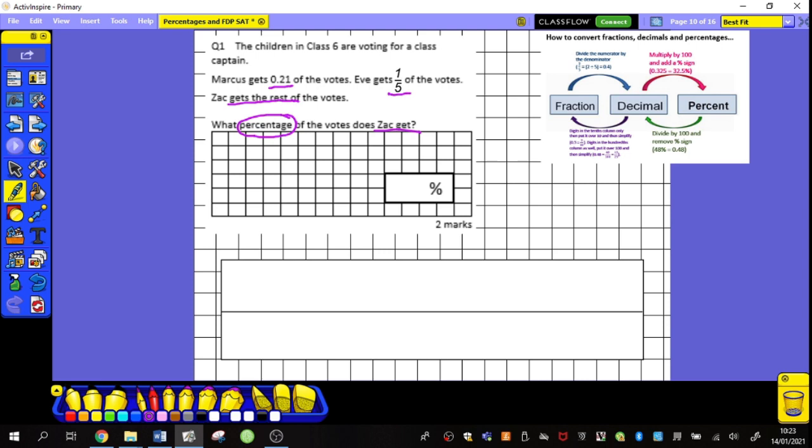Because my answer is a percentage, and I personally find it slightly easier to work in percentages, they're more friendly to say, I'm going to put the whole number of votes as 100%, that is the whole. Marcus gets 0.21, and in a moment I'm going to convert that into a percentage because it is asking me for a percentage answer. Eve gets 1/5, and again I'm going to convert that in a moment. And Zach gets the rest, so Zach gets this bar that is remaining. And hopefully once I've converted the other two into percentages, I can figure out what that is. So first of all, 0.21.